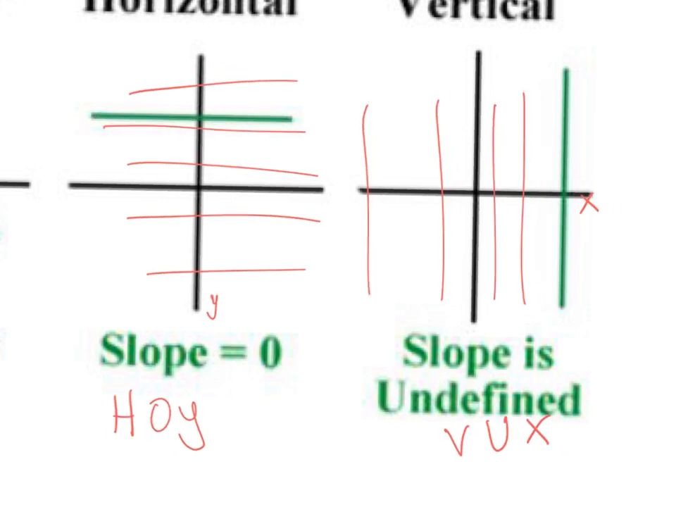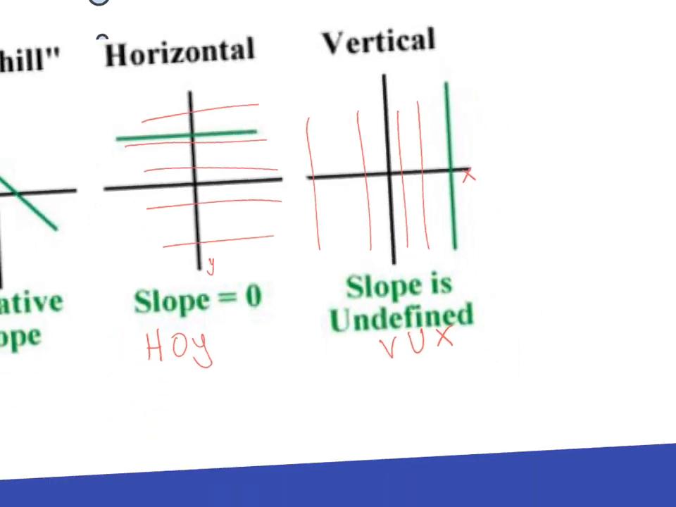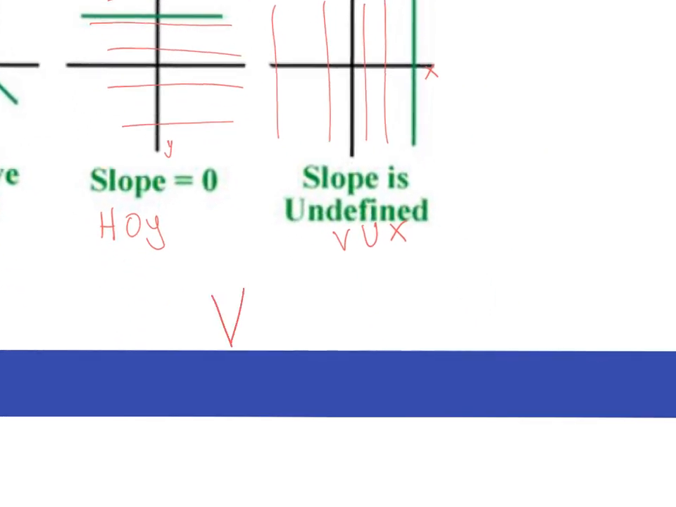So one of my students at one point actually thought up an acronym to help him understand these two special cases. And that acronym he referred to as VUX-HOI. Vertical lines have undefined slope. They cross the x-axis. Horizontal lines have slopes of 0. They cross the y-axis. So VUX-HOI is just an acronym to help you remember these two special case lines.